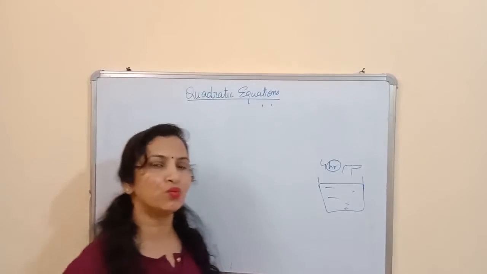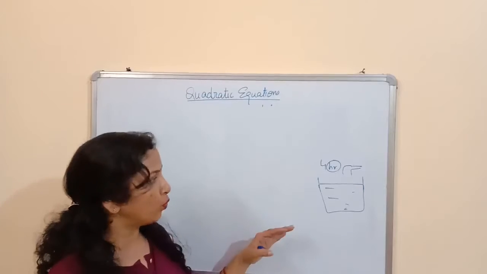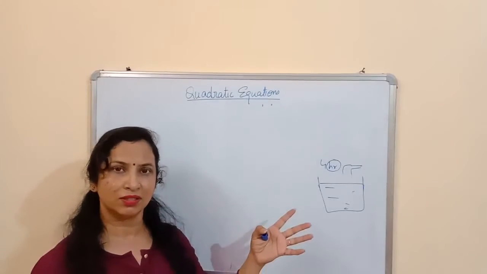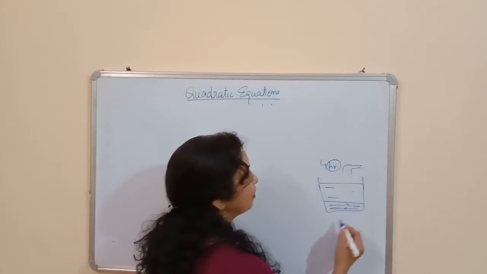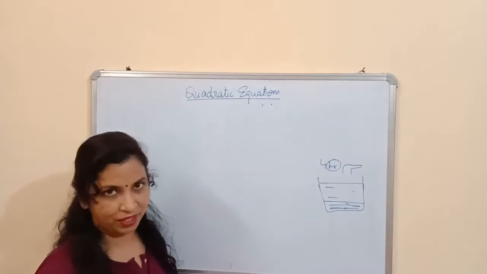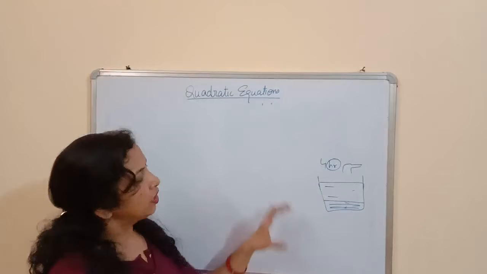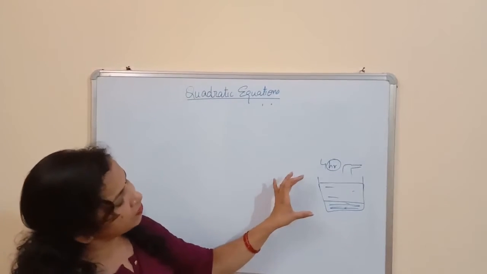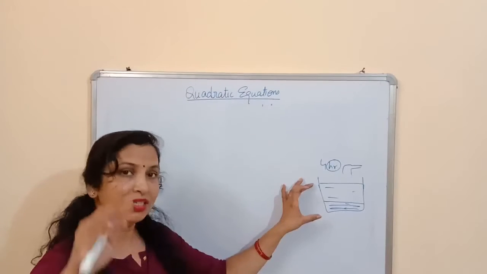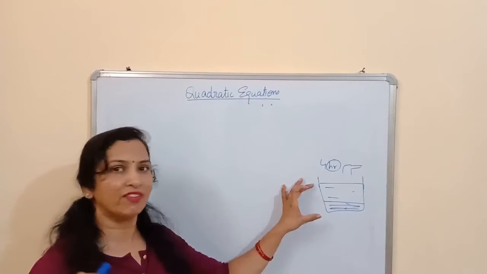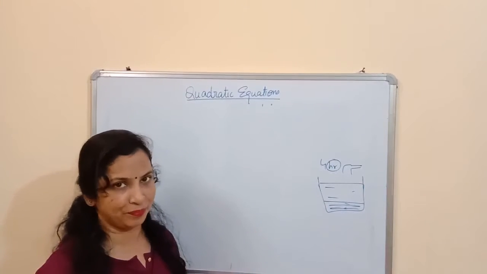So how much water can be poured into this tank in 1 hour? It will be 1/4. It means 1/4 part of the tank will be filled in 1 hour. If we fill this tank in 4 hours, it means in 1 hour the 1/4 part of the tank will be filled. It's easy to understand.